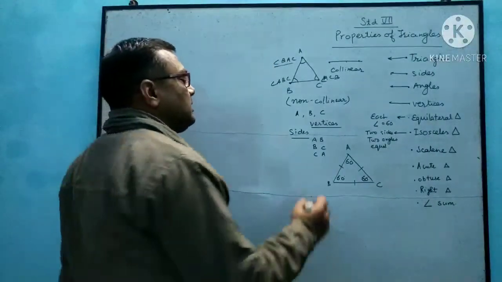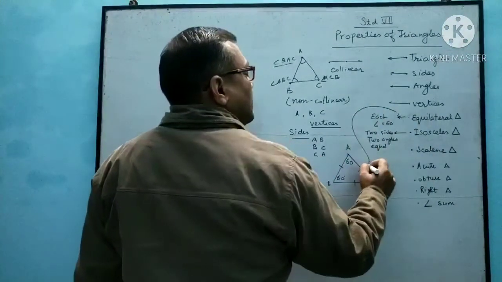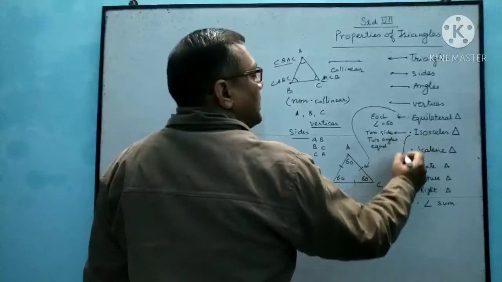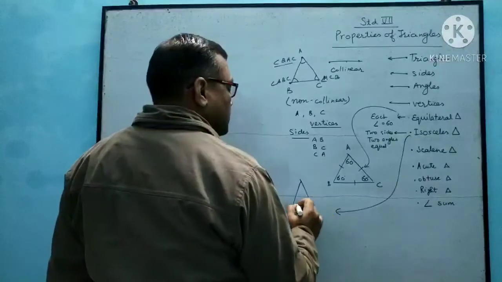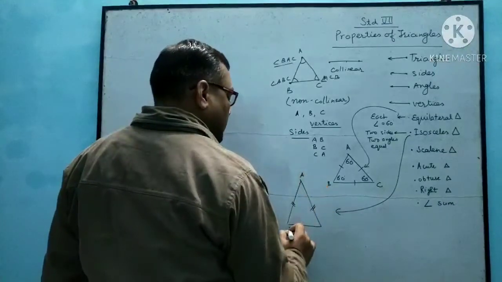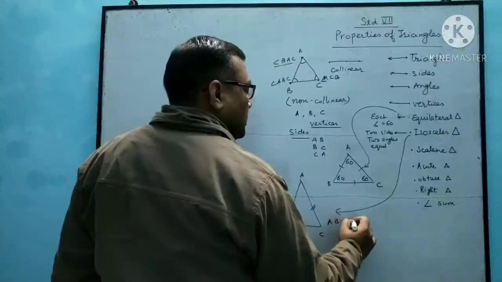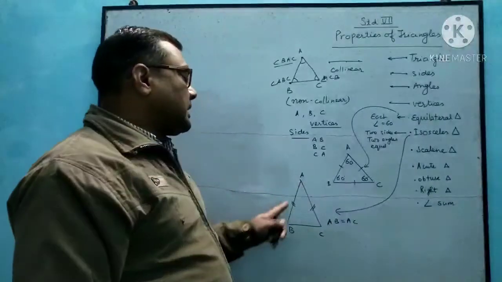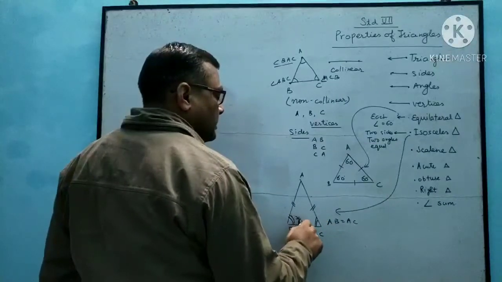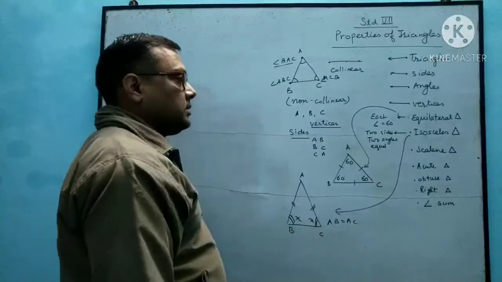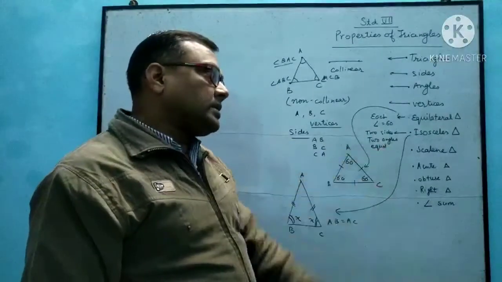Then the isosceles triangle, in which two sides are equal. This is equilateral, and now we come to isosceles, means two sides are equal. An isosceles triangle has only two sides equal, like triangle ABC has AB equal to AC. So angles opposite to equal sides are also equal. Then these two angles are also equal. If this angle is x, then this angle is also x. This is the property of an isosceles triangle. Two sides and two angles are equal.